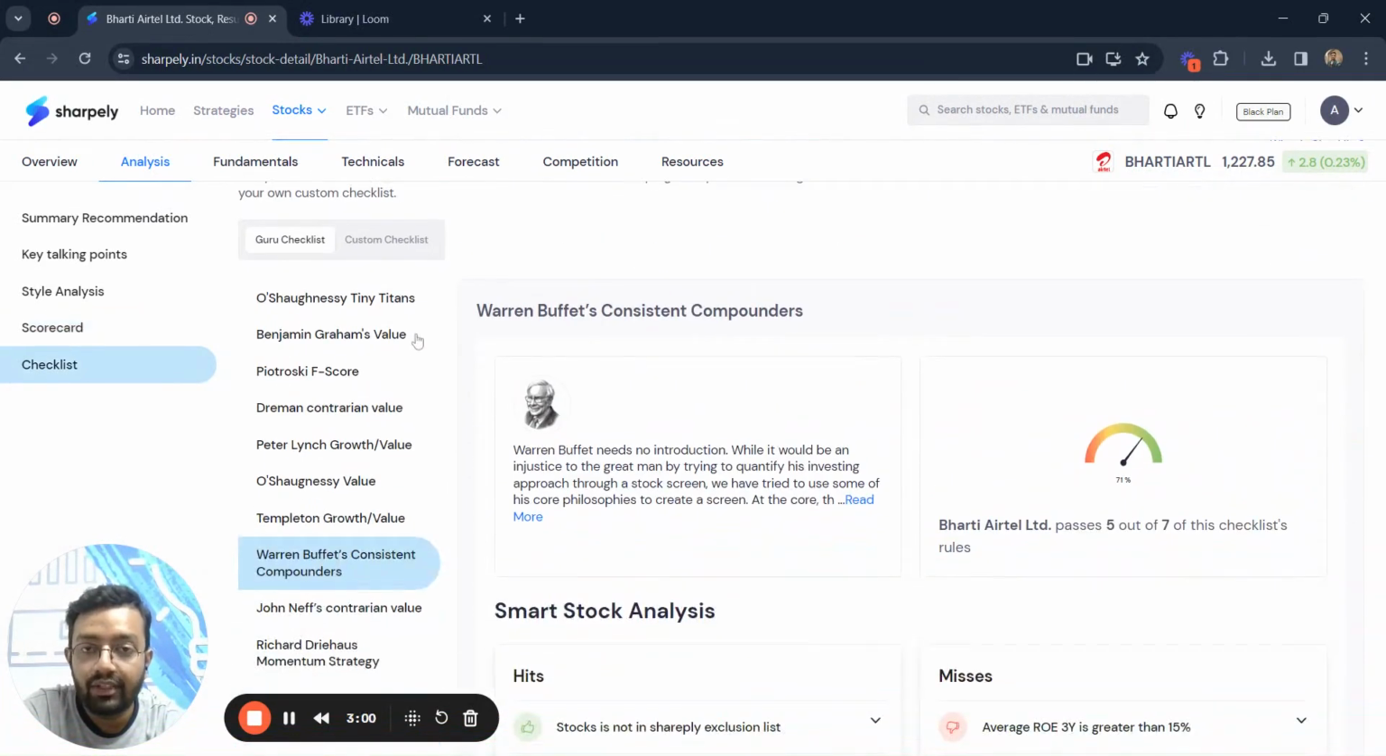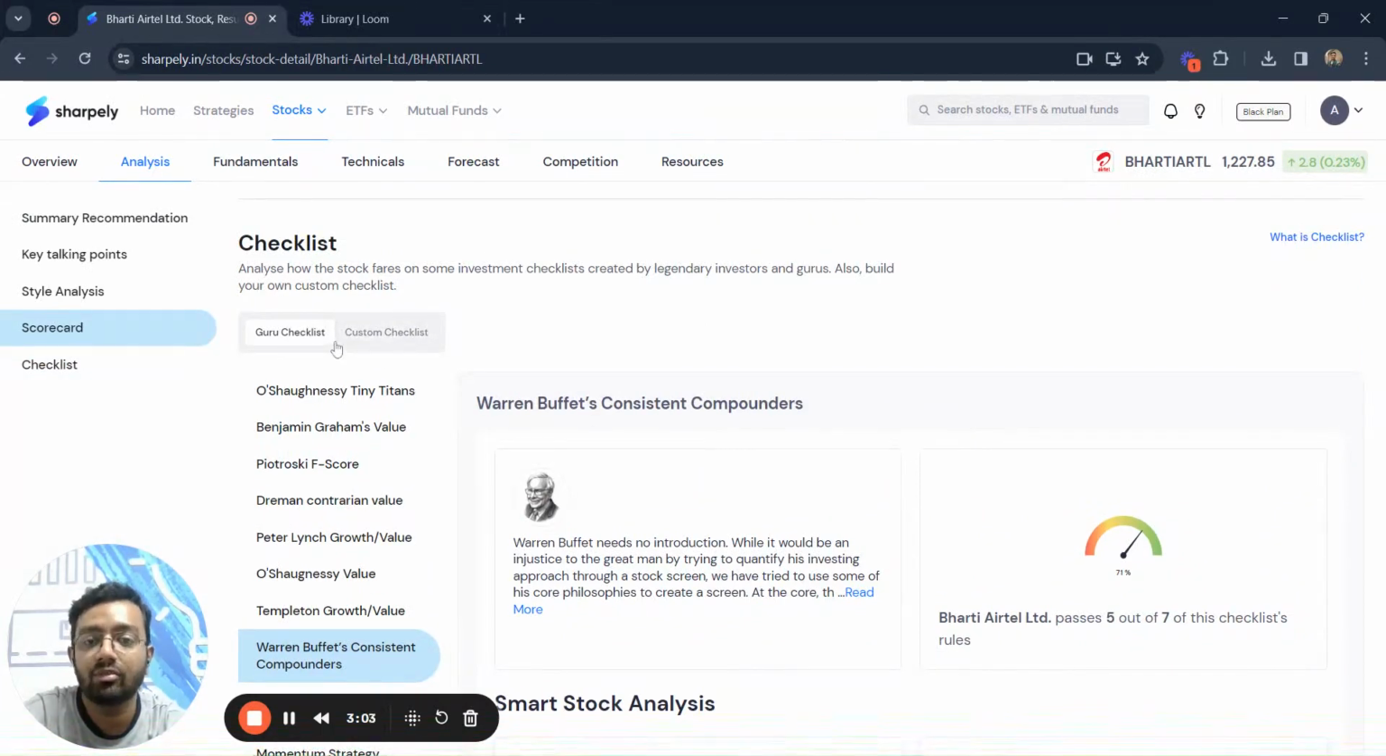And the last section of the analysis tab is the checklist. Here we have created some checklists based on the framework of investing legends, and we call them Guru checklists. Now, you can see if the stock fits in this checklist or not.